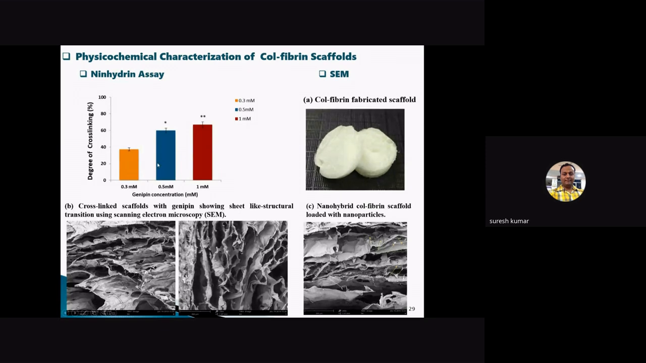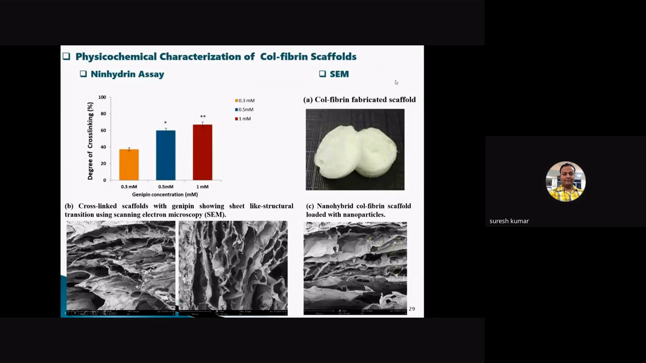What we observe is the degree of cross-linking, that is, the amount of remaining free amines, was quantified through the ninhydrin assay, at 0.3, 0.5, and 1 millimolar. This helps to determine the cross-linking degree of the scaffold, and there we can see 66.78% with 1 mM concentration of genipin. These results confirm that cross-linking happens because of the oxidation reaction between active chemical groups, which increases the mechanical stability of the prepared polymer material.